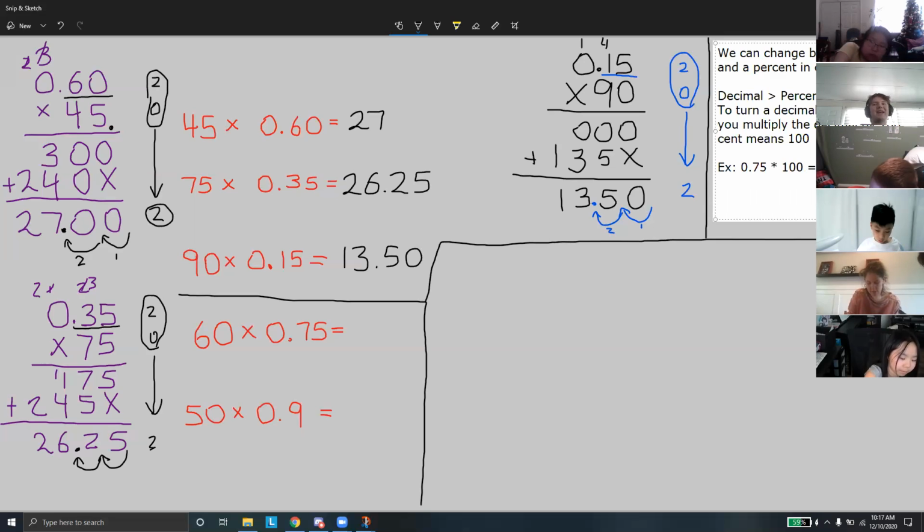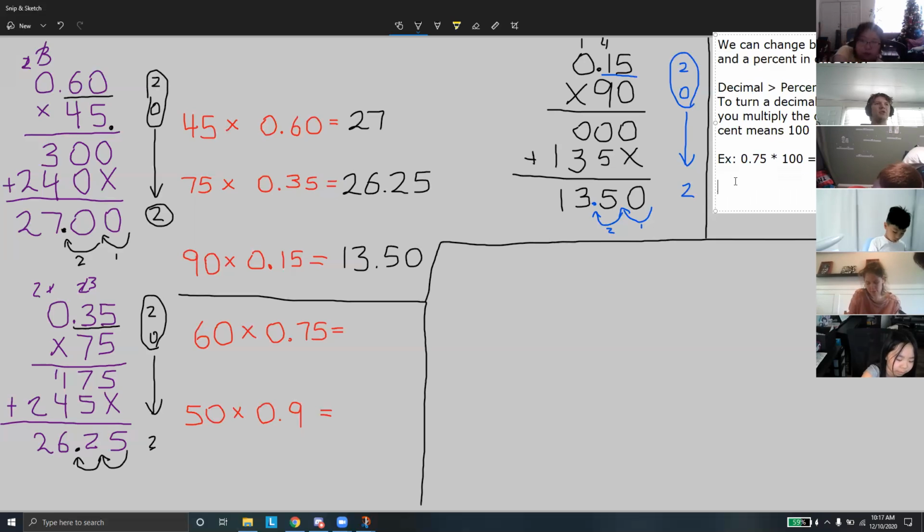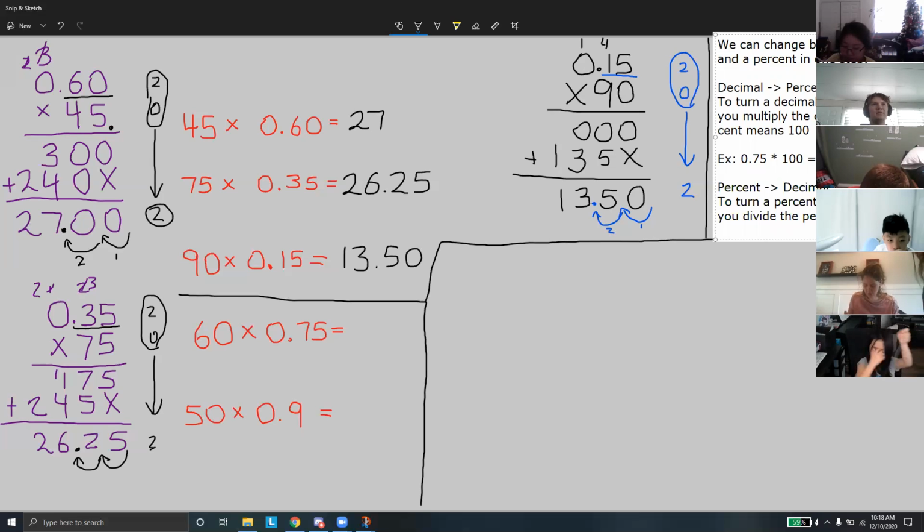And then you do the exact opposite for turning a percent into a decimal. So, percent into, I'm going to add a little line here so it looks more like an arrow. Percent into decimal. To turn a percent into a decimal, you divide the percent by 100. And so for this one, I'll do a different one.